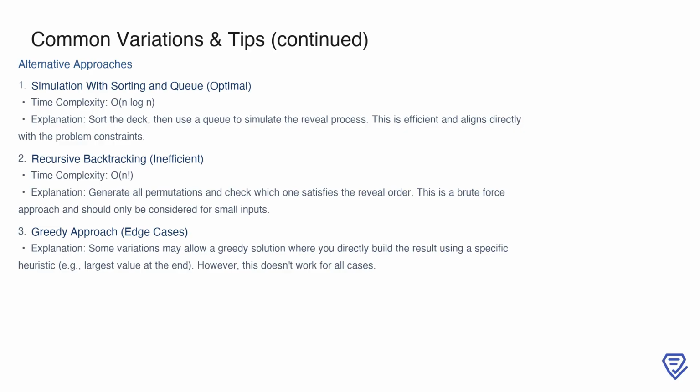Another option, though less practical, is recursive backtracking. This involves generating all possible permutations and checking each one for correctness. While this brute force approach may work for very small inputs, its O(n!) time complexity makes it infeasible for larger decks. Lastly, some edge cases may allow for a greedy approach, where you directly construct the result using a specific heuristic, such as placing the largest value at the end. However, this method isn't generally applicable and should be used with caution. By understanding these approaches, you can select the most appropriate strategy based on the problem constraints and input size.